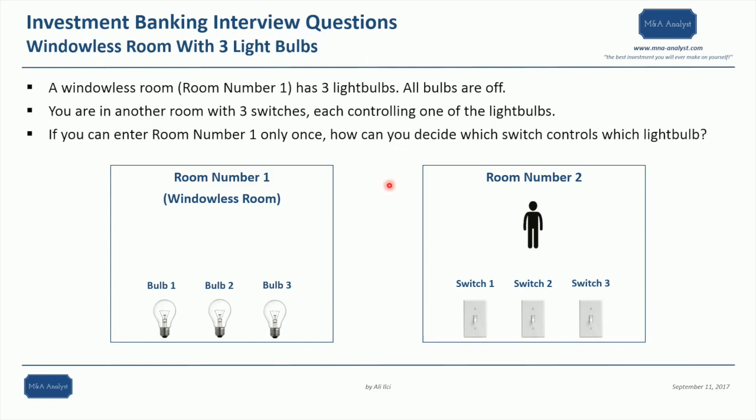Let's assume that there is a windowless room, room number 1, here on the left-hand side, which has 3 different light bulbs. And all these light bulbs are off at the moment. And you are in another room with 3 different switches, each controlling one of these light bulbs in room number 1. You can enter room number 1 only once. So how can you decide which switch controls which light bulbs?